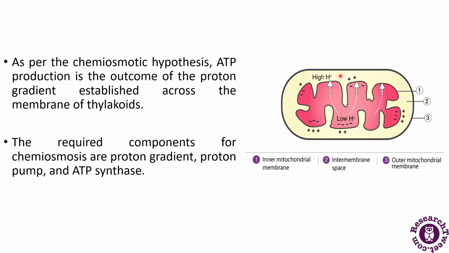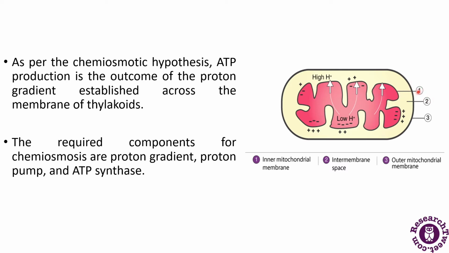Now this is a diagram representing how the chemiosmotic hypothesis was postulated. As per the chemiosmotic hypothesis, ATP production is the outcome of the proton gradient which is established across the membrane of the thylakoids. Thylakoids are present in the chloroplast.